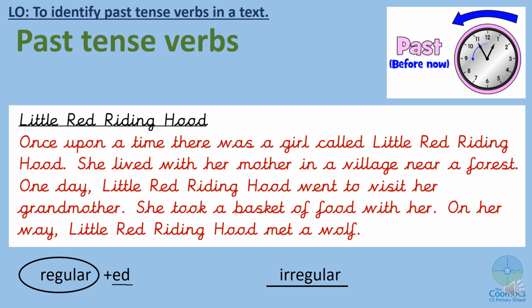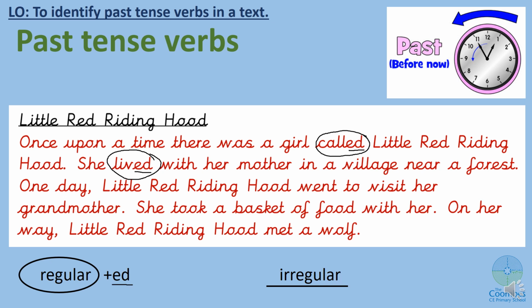So, once upon a time, there was a girl called. Wow, in the word called, I can see the ed suffix. So that means that it is a regular past tense verb. Called Little Red Riding Hood. She lived. Again, I can see that ed suffix there. So that shows me that this again is a regular past tense verb. She lived with her mother in a village near a forest.